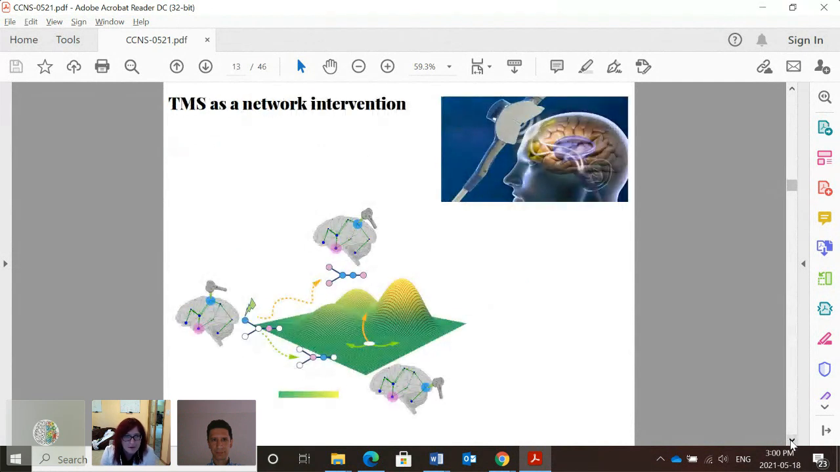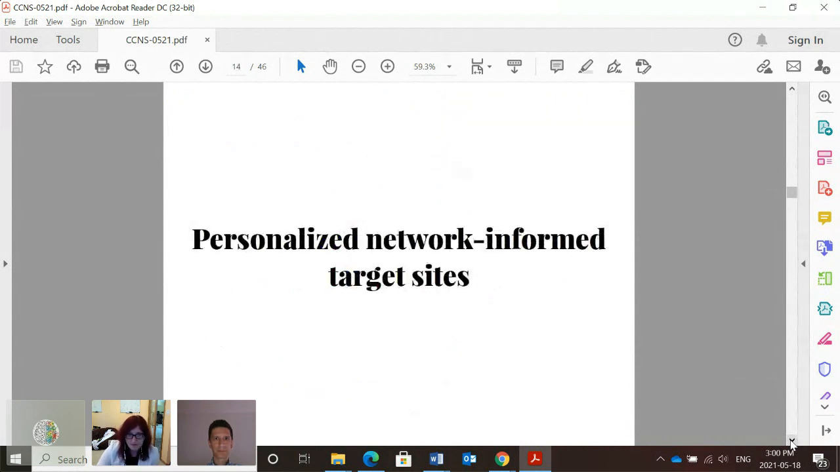Next slide. With this framework, we can start to ask questions about navigating state space and moving the brain states across the energy landscape to desired final states via suitable inputs of TMS signals in suitable locations. Okay, next slide. This allows us to start asking about personalized network-informed target sites. Remember, all people are doing at the moment is measuring with fingers and zapping at a point on the head, and we can do better.